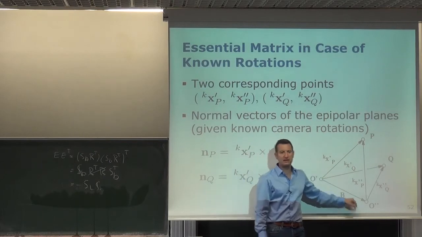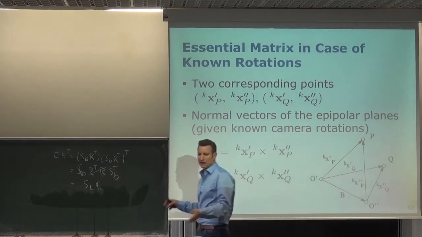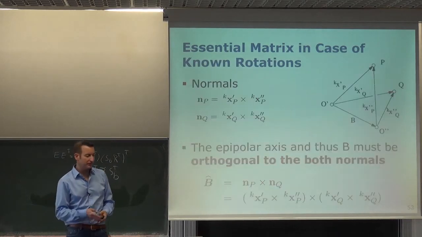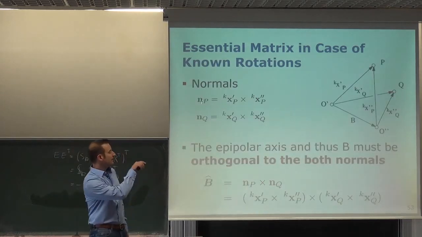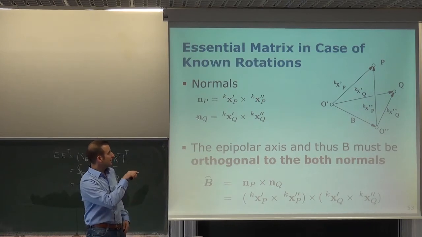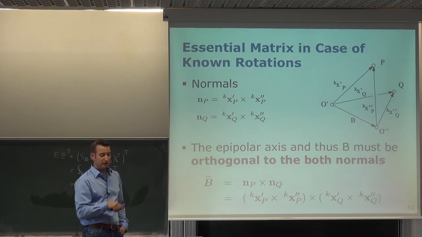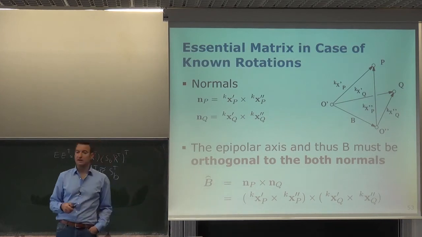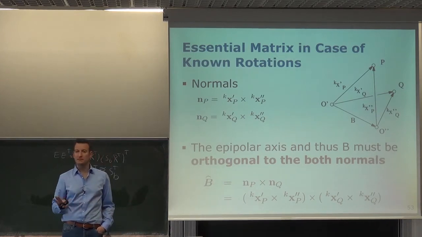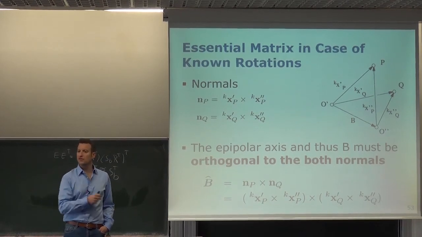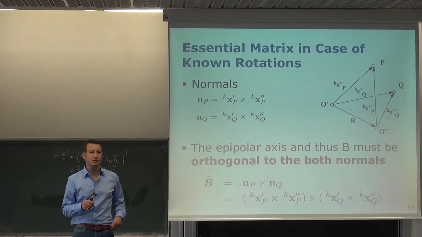Of course, I don't know anything about the length of the baseline. Only direction matters, because it's anyway normalized to 1. So from obtaining these normals, I just compute the cross product of both. So the final expression is this one over here. And then I directly obtain my vector B, and I'm done. Of course, assuming I know the rotations, this is the way how I can obtain the baseline, just knowing two corresponding points.